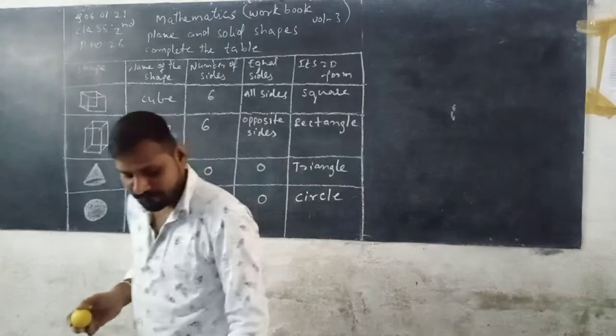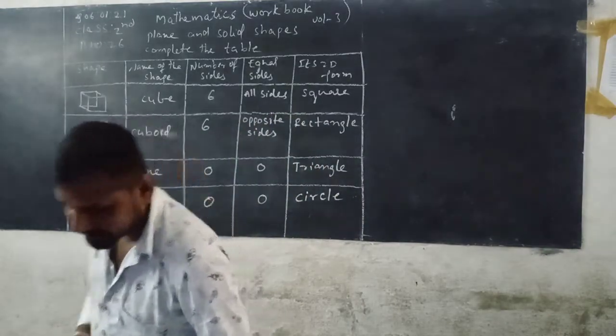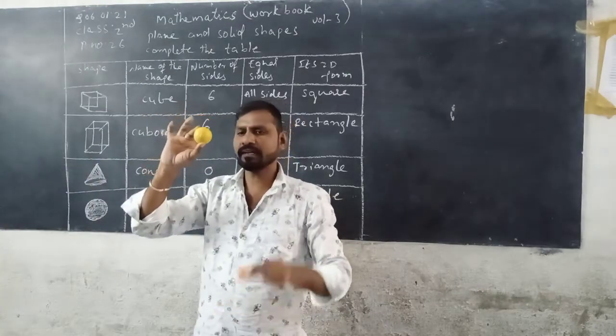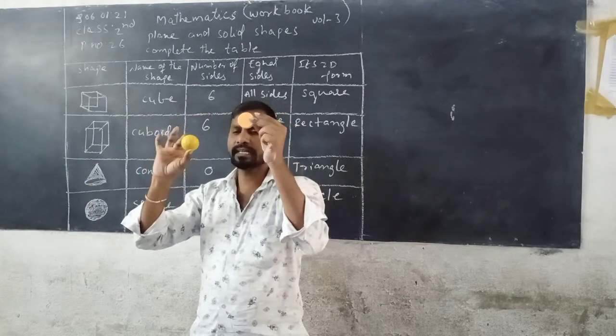Now last one. So this is the 3D shape sphere, and its 2D shape is circle.